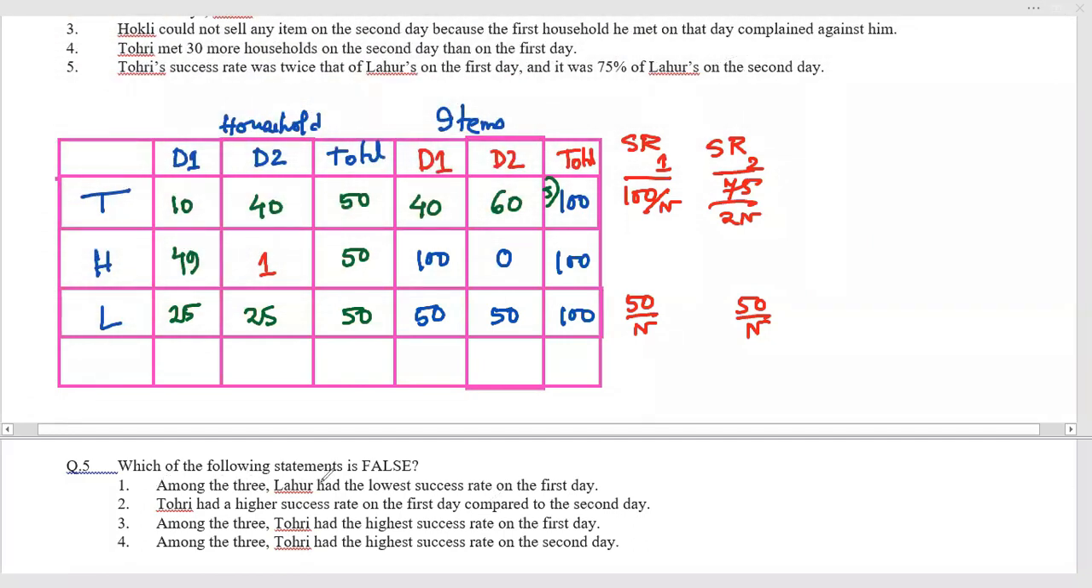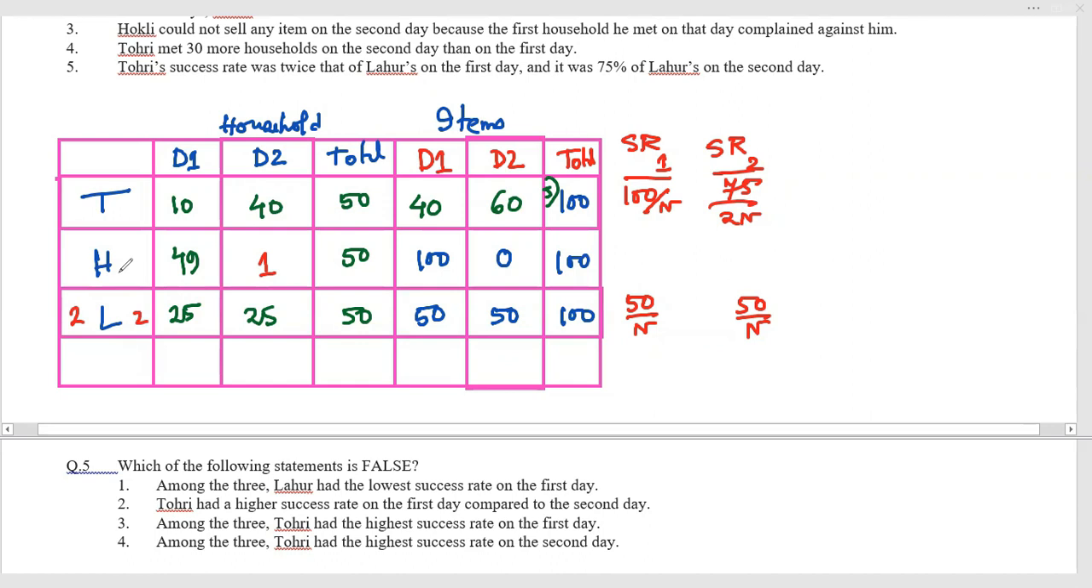Now, fifth question. Which of the following statements is false? Among the three, L had the lowest success rate on the first day. Now we need to check the success rate. The value of n is equal to 25. So it should be this success rate on the first day. If I check for L, 50 by 25, 2. Day 1 on the left-hand side, let me write. This 50 by n is basically 2. On the second day also 2.